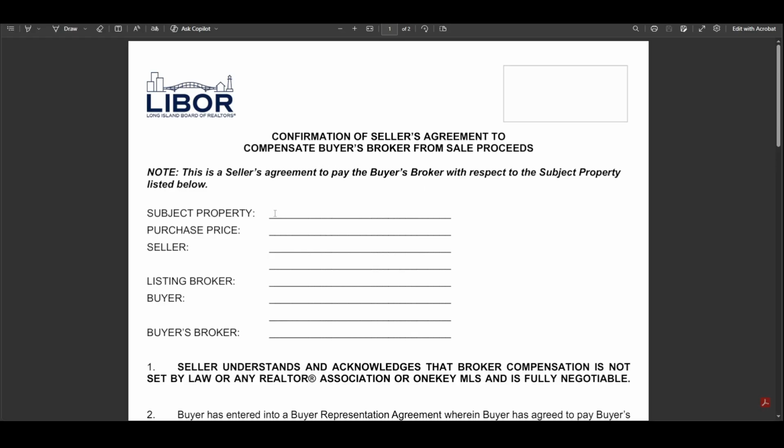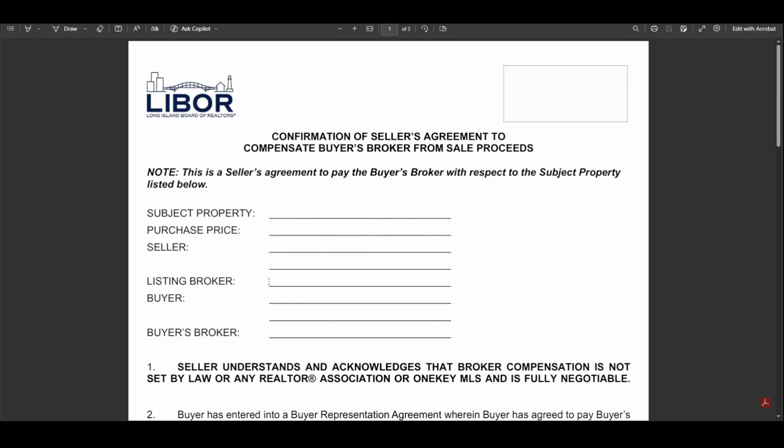In this line, here we enter the address or the location of the property. In this line, we enter the purchase price of that property. Here is the next line to enter the seller's first name and last name. There are two lines if there are two sellers of the property. If not, you can leave the second line blank.